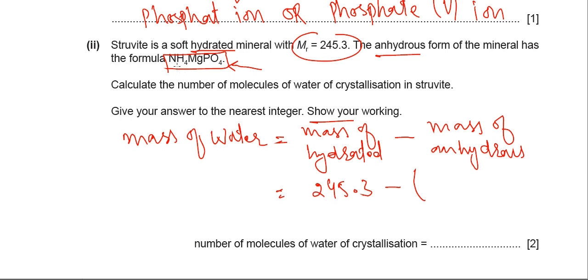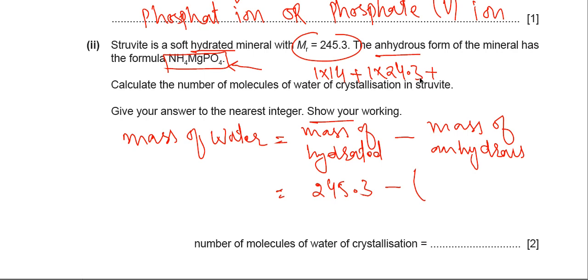What is the Mr of this part? In this part you can easily see we have one nitrogen atom. The atomic mass of nitrogen is 14, plus we have one magnesium atom, and the atomic mass of magnesium is 24.3. You have to use your data booklet, and as this is a recent paper, you are not provided with the data booklet, but definitely with the periodic table. You have a copy of the periodic table at the end of the exam paper, so you have to use that one. So I am using the periodic table as a data booklet.